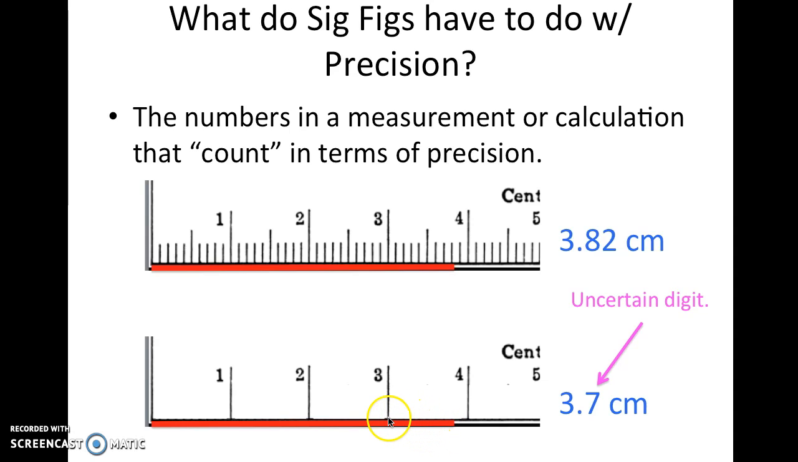And so I'm just dividing the space between 3 centimeters and 4 centimeters by 10. When I do that in my mind this time, that looks like it's around 0.7, so I would say it's 3.7. That last digit again is the one I'm estimating, so it's my uncertain digit. But if you look at the two measurements now, you will notice that the first measurement is more precise than the second measurement. That just means that whenever you're taking a measurement, if your uncertain digit is further to the right of the decimal, your measurement is more precise.